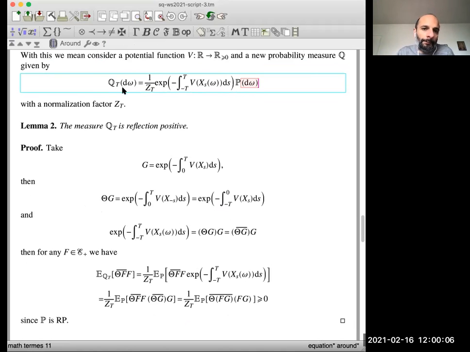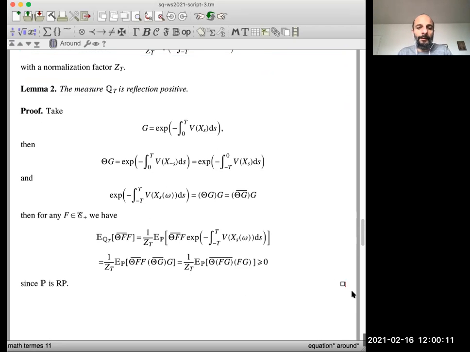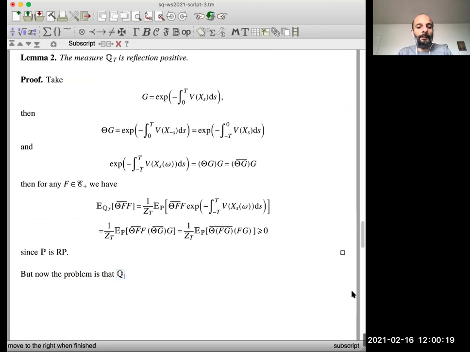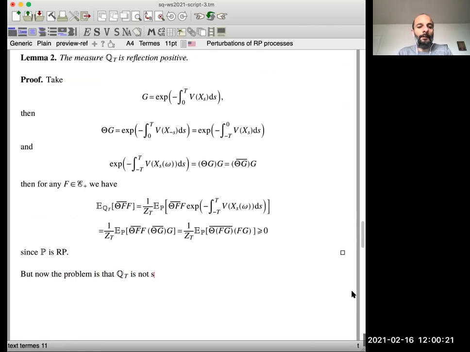What is the problem of this perturbation? Let me just cite it for this afternoon: the problem is that Qt is not translation invariant, stationary. This I need, because in my reconstruction procedure I use this property. So the process has to be stationary and reflection positive.